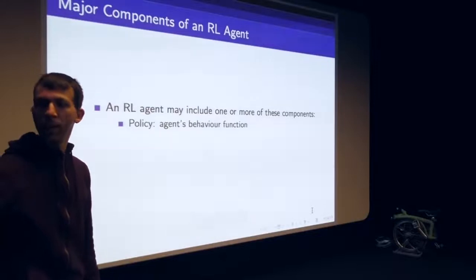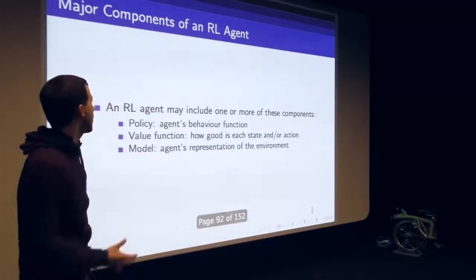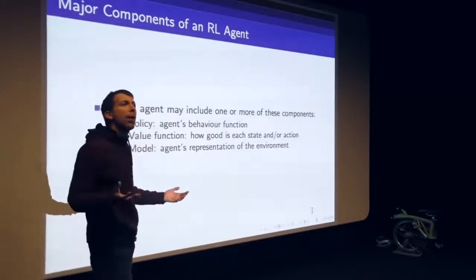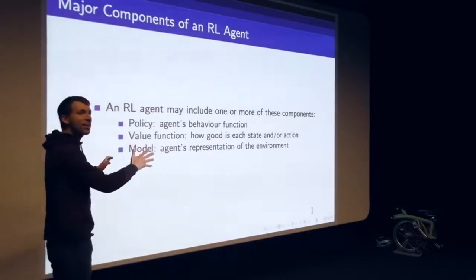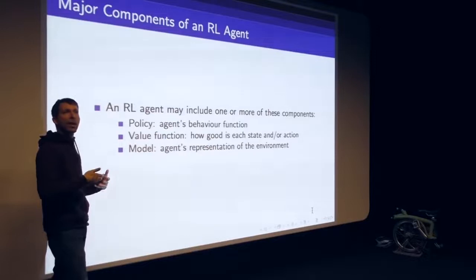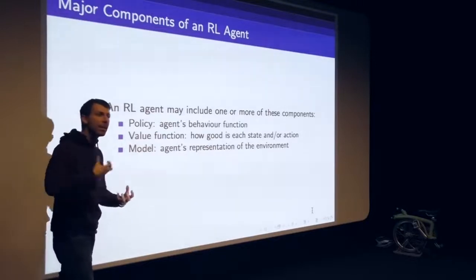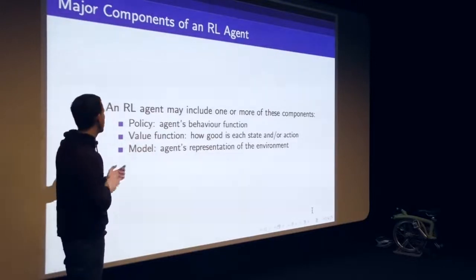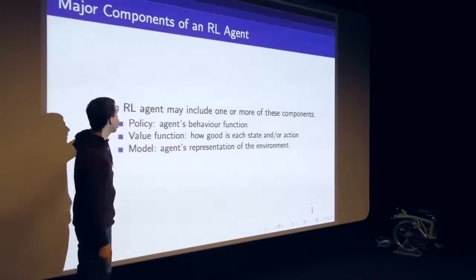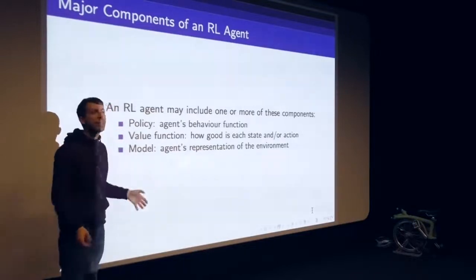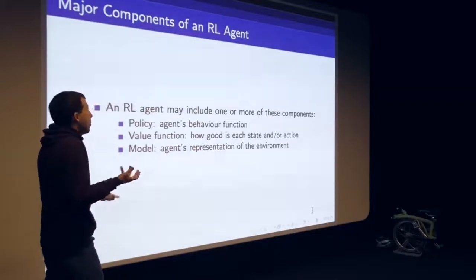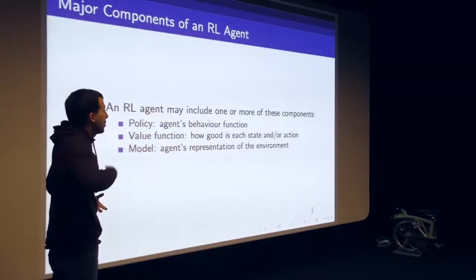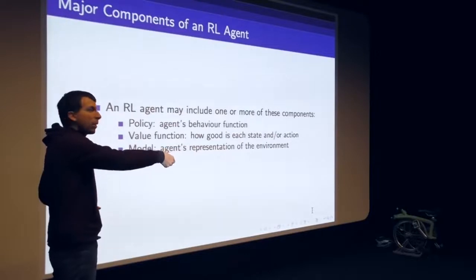So an RL agent may include one of these 3 things. These are the main objects for reinforcement learning. They're not the only ones, so I don't want you to think this is an exclusive list. But these are the main concepts that we're going to talk about, the main pieces you may or may not have inside your agent. The first one is what we call a policy. So this is how the agent picks its actions. It's its behavior function.